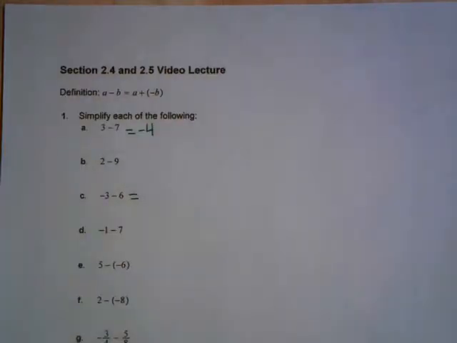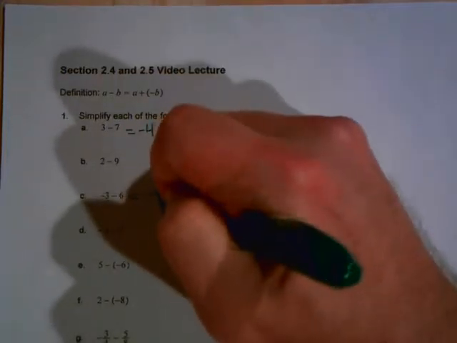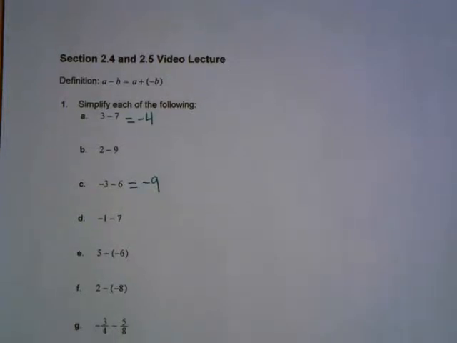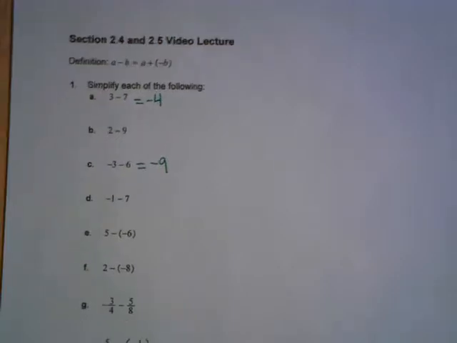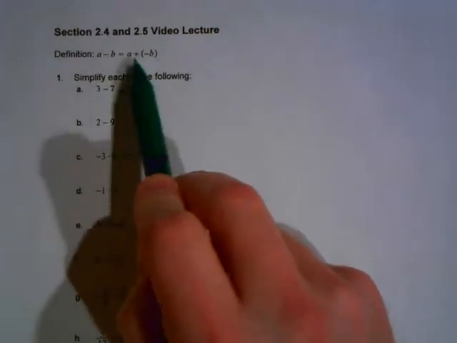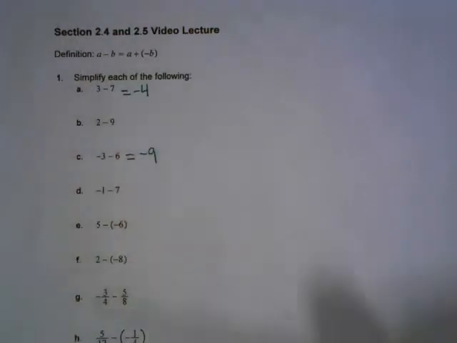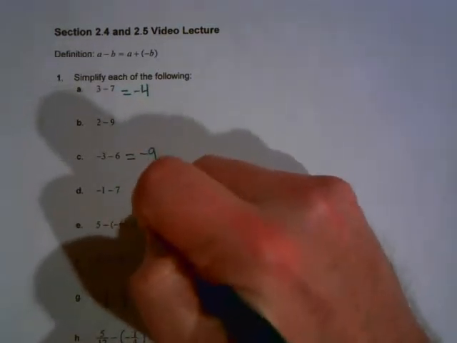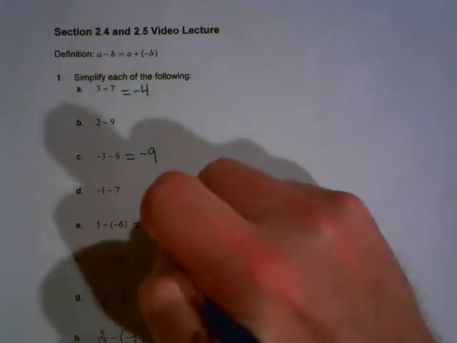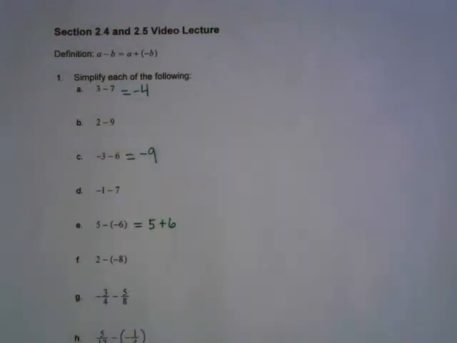negative 3 minus 6. Well, we're $3 in the hole, and then we spend $6 more. That means we're altogether $9 in the hole. D is homework for you. E. Alright, this is one that people sometimes have issues with, but remember that subtracting means add the opposite. So 5 minus negative 6 is 5. I add the opposite. The opposite of negative 6 is positive 6. So 5 minus negative 6 is the same as 5 plus 6. That's simply 11. F. Do that one at home.